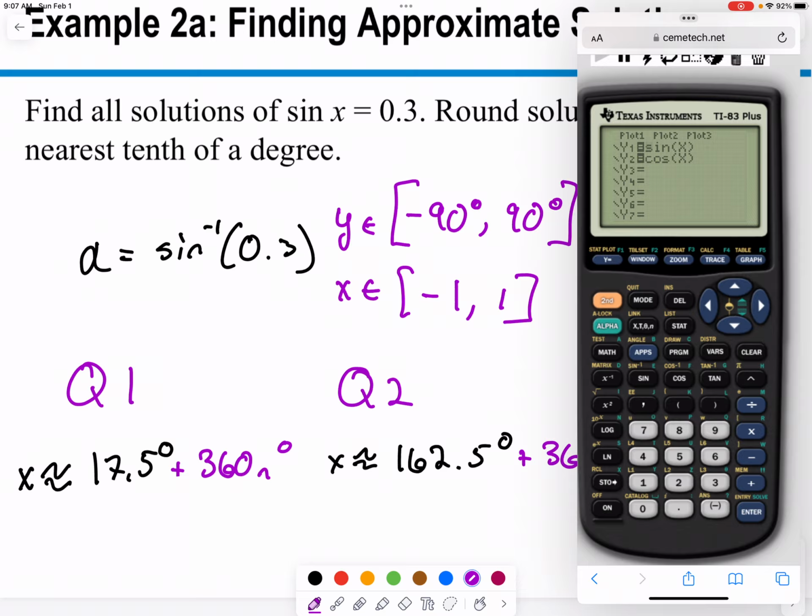So we'll go to my y equals. Sine is the first one, so I'm just going to call on that function. All right, let's let n be 0. If n is 0, it'll just be 17.5, and we should get something close to 0.3, right, because of the rounding.